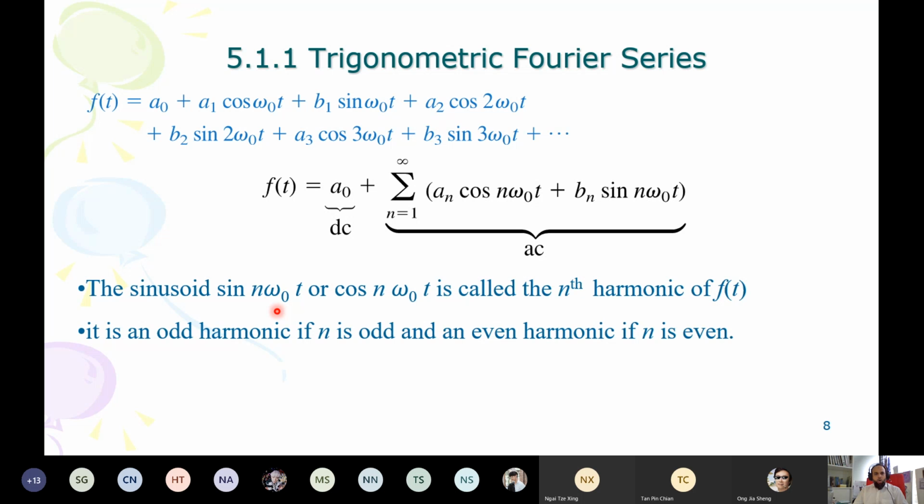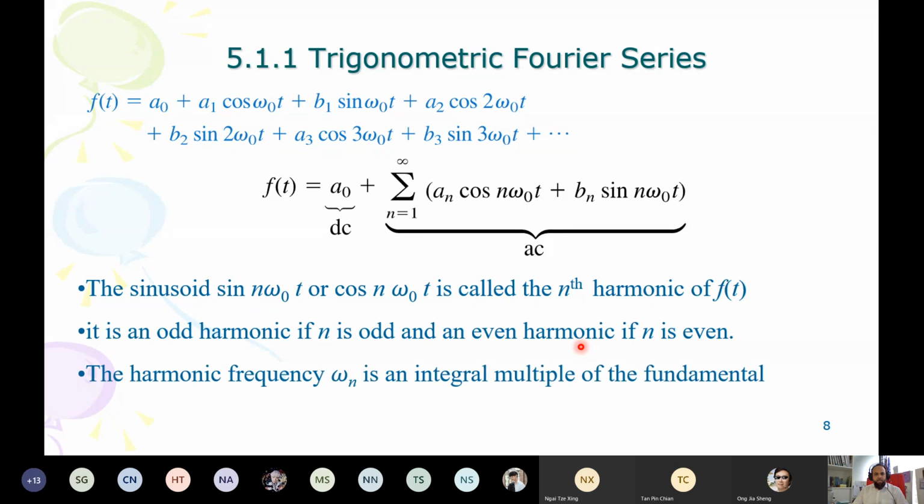It is an odd harmonic if n is odd, and an even harmonic if n is even. So if n is 1, 3, 5, 7, they are called odd harmonics, and 2, 4, 6, 8 are called even harmonics. As I said, the harmonic frequency omega n is an integral multiple of the fundamental frequency omega naught. So omega n is equal to n times omega naught.